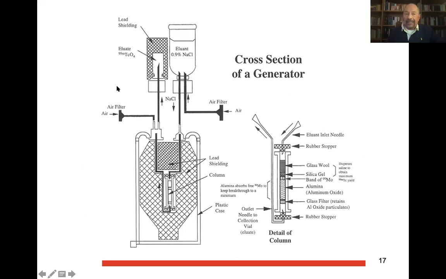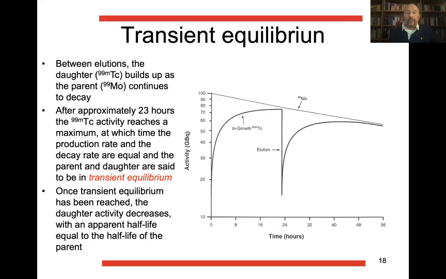This is how it looks. Essentially, you have to load your generator with your parent, and then you have to elute in columns the daughter that you need. And you have to do it quite quickly because, of course, you don't want to have a lot of redecay. This brings to what is called the transient equilibrium. You see, between elutions, the daughter builds up.